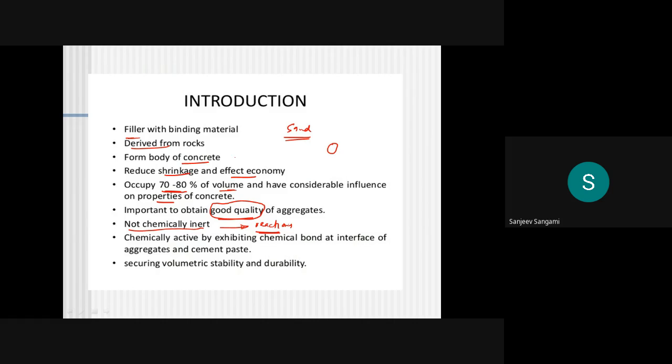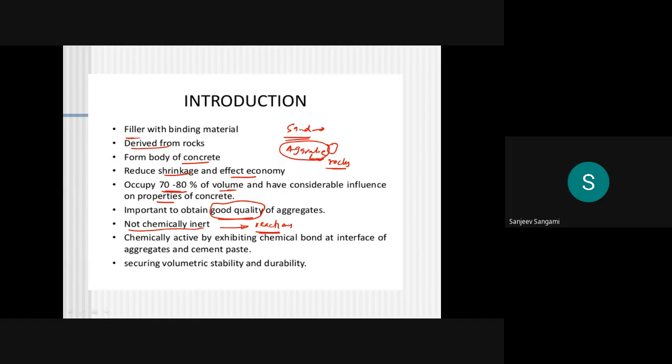For example, if sand is there, sand will remain the same. If aggregate is there, aggregate will remain the same. It will not change to some other rocks. It means no reactions are going to happen in between the aggregates.